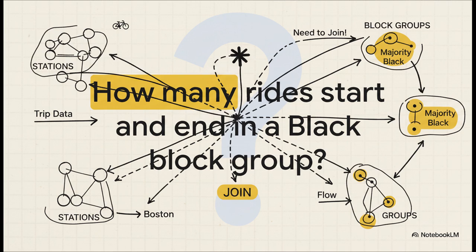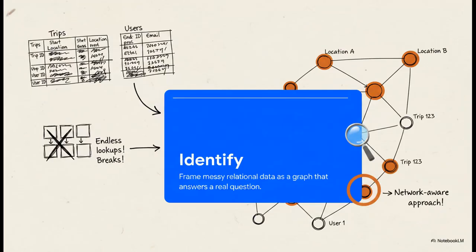Immediately, you hit a structural wall. Your trip data, the edges of the network, is sitting in one table, containing ride volumes. But the demographic data, the attributes of your nodes, lives in a completely different table. To actually see the flow of the network, you have to find a way to fuse them together. And that brings us to identify, the very first of the 4 professional skills we're building in this course.